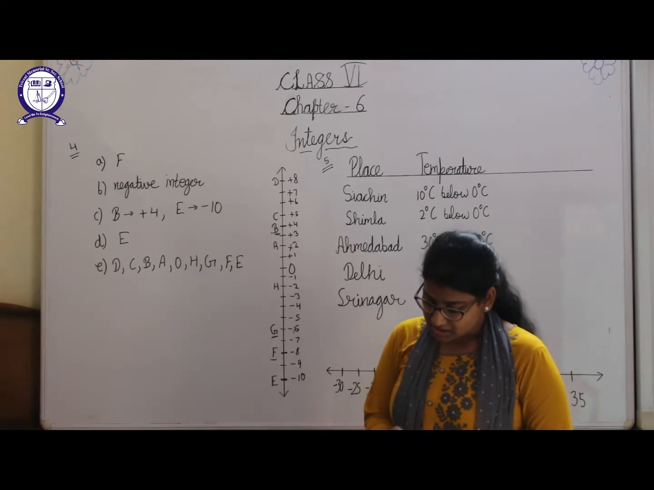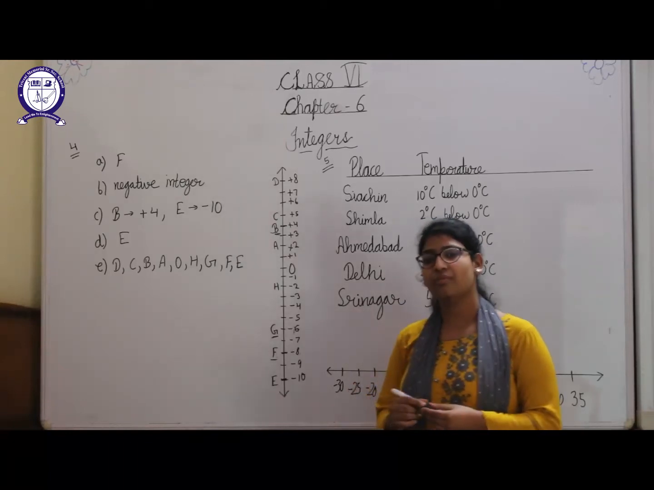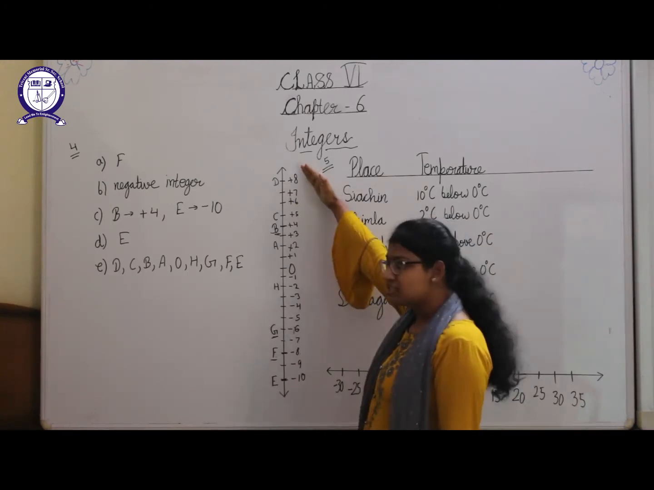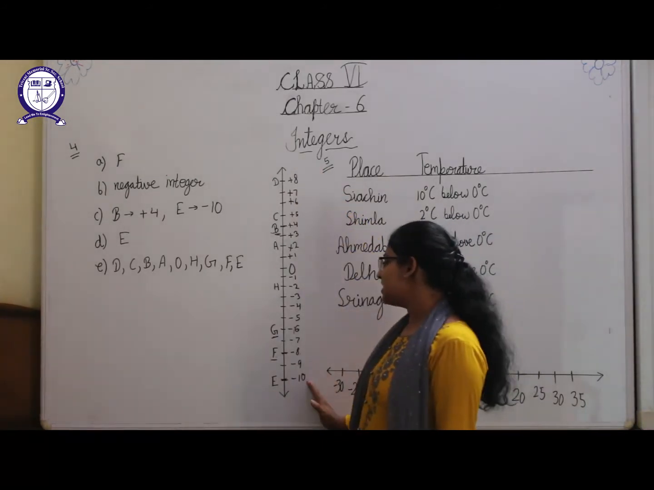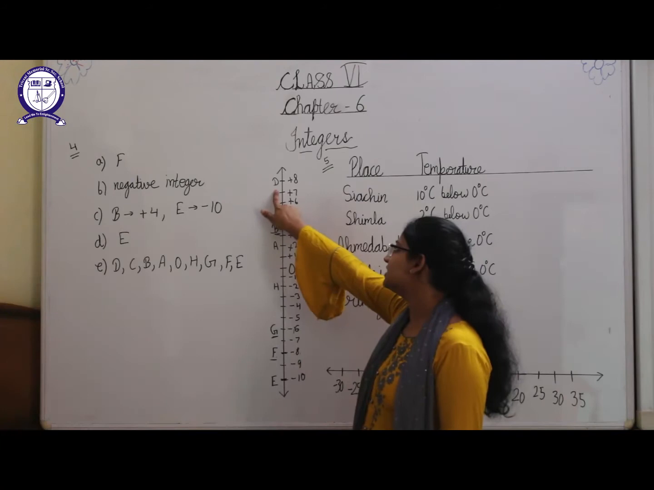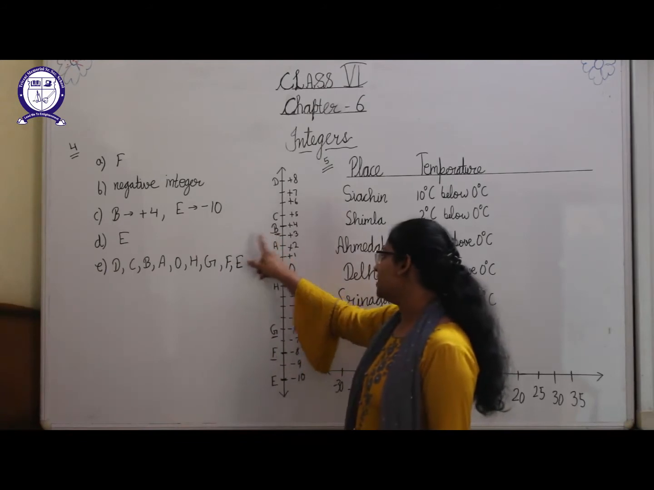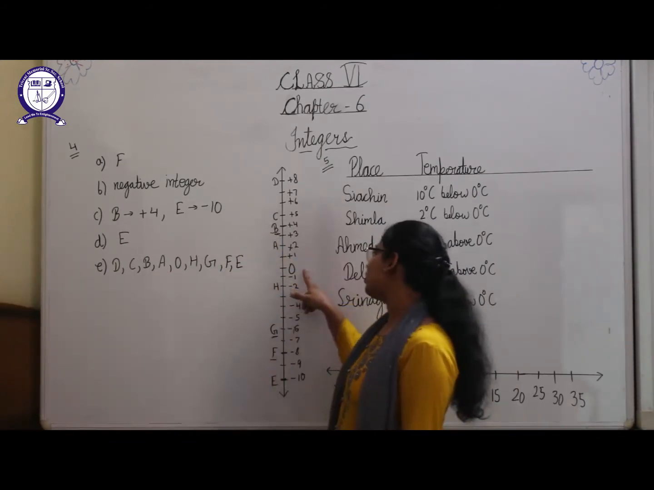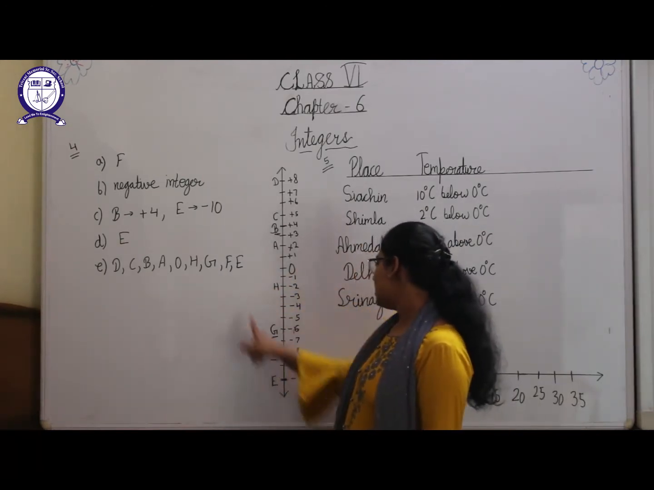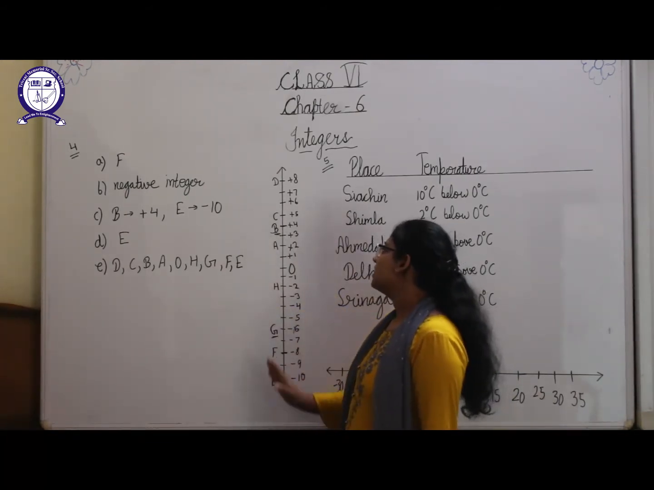Now E part is: arrange all the points in descending order of value. Descending means from larger to smaller. Okay, so we will write like this. These are the larger values, and if we come downwards, then these are in decreasing order. So first of all here is D, so I write D here. Then C, after this is B, then A, this is point O, or we can say 0, then H, G, F and E. Like this we have written all the points in decreasing order.